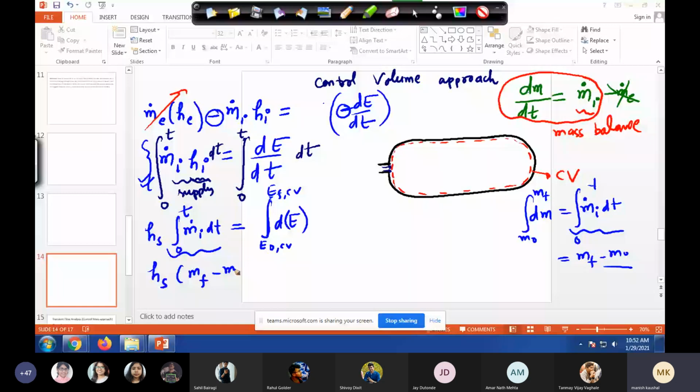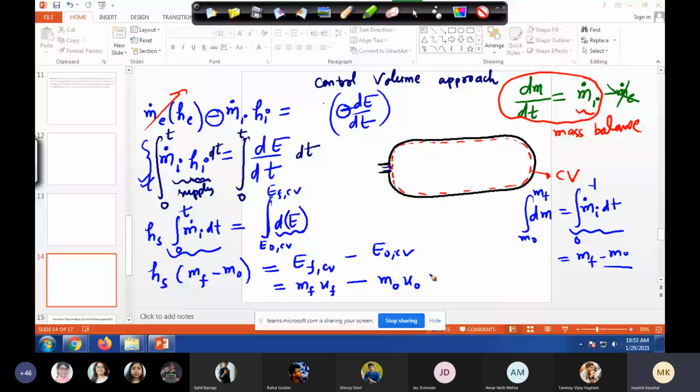Perfect. Then the integral of d is what? E. Fine, dt got cancelled. The integral of d is e. So this is nothing but EF of CV minus E naught of CV. What is EF of CV? Anyone? The final energy of the CV? MF, UF, right? What is the initial energy of the CV? M naught, U naught. So what we got eventually? We got eventually H supply times MF minus M naught is equal to MF UF minus M naught U naught.